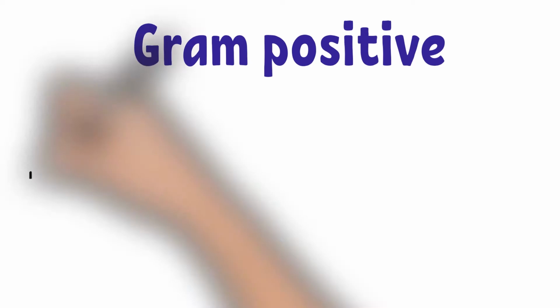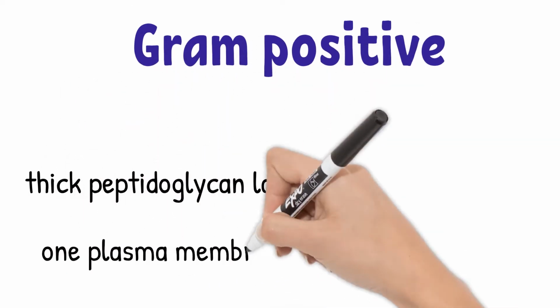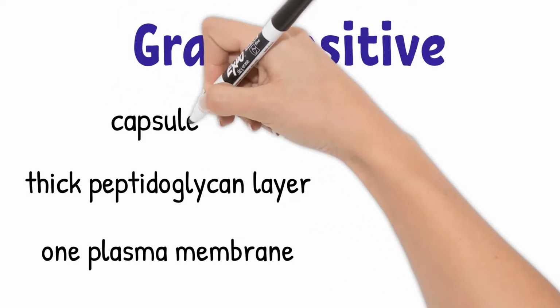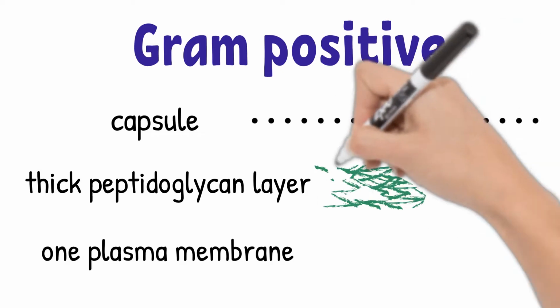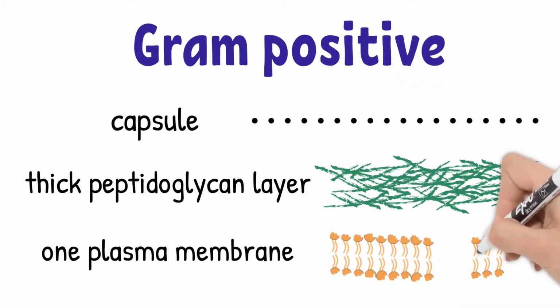Gram-positive. The main unique characteristics are the thick peptidoglycan layer and one plasma membrane. If we are looking at a cross-section of bacteria, the outermost layer would be, in order, capsule, peptidoglycans, and plasma membrane.